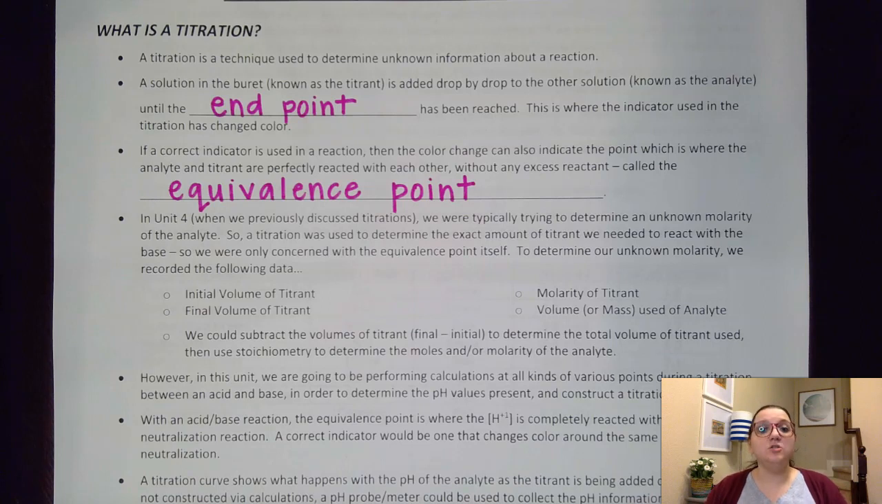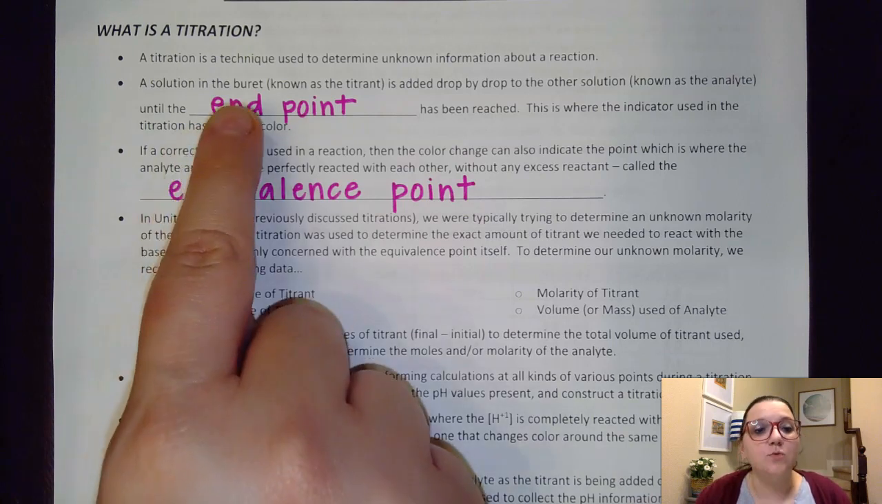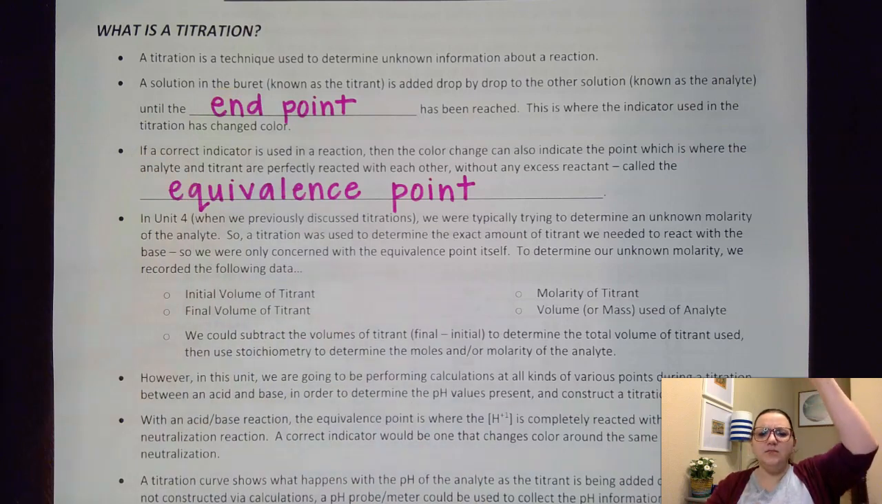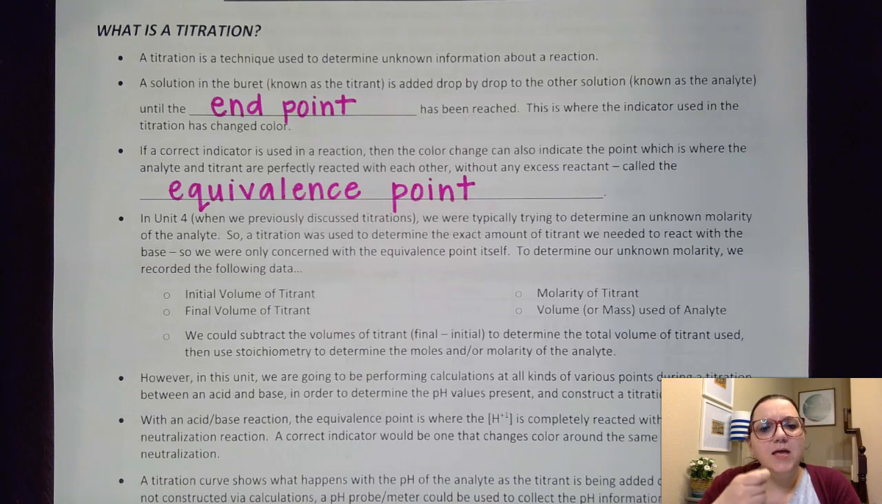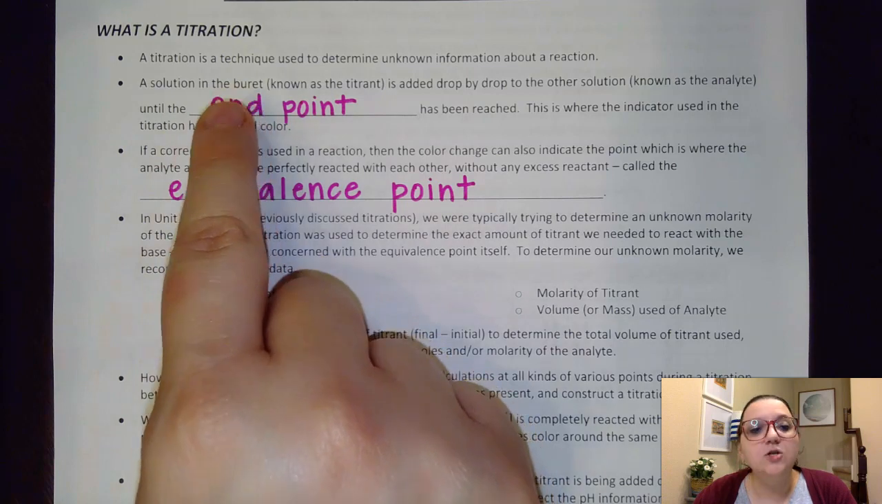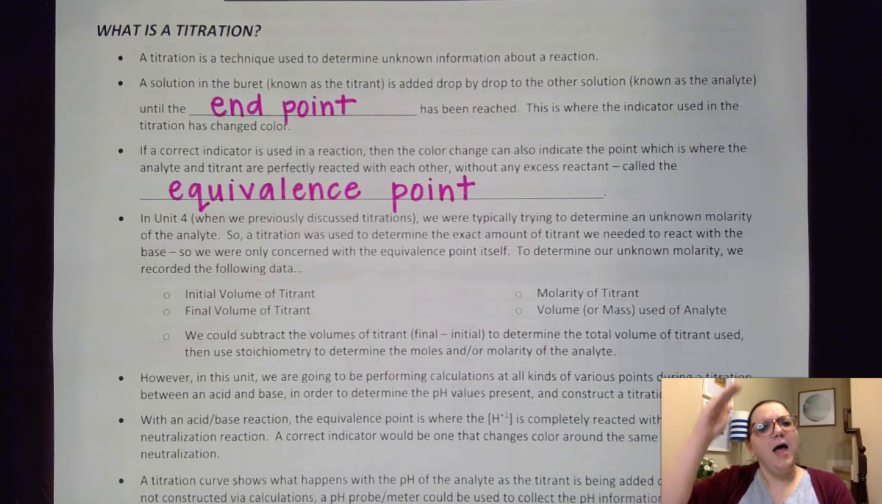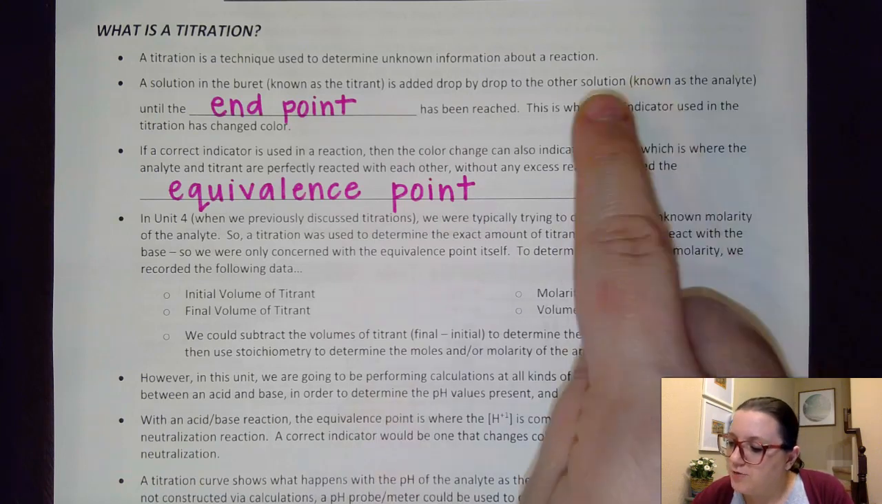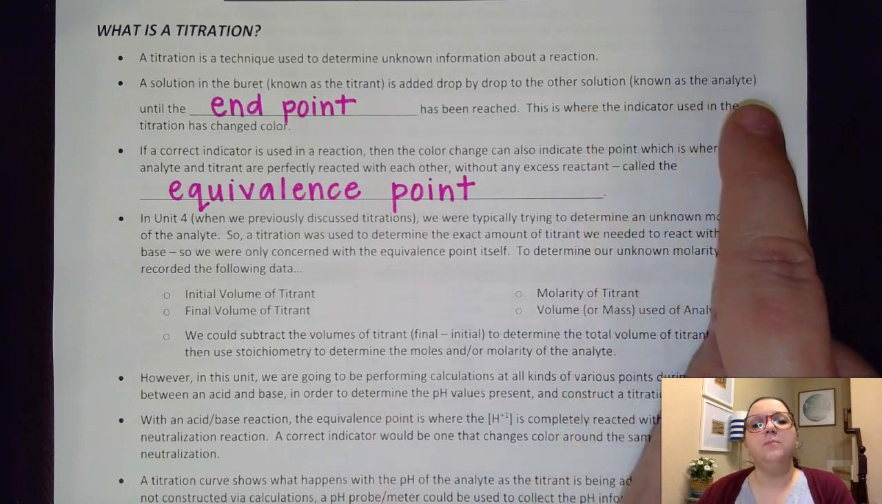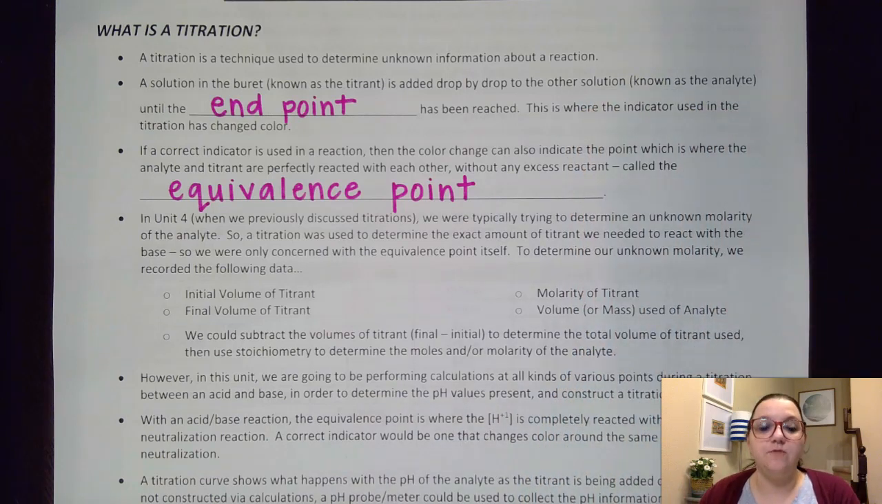And what we'll have is a solution that is in a burette. As a reminder, a burette is a tall piece of glassware that has milliliter markings all down it. And at the bottom, it has a valve that we can turn. Whatever solution is in the burette is known as the titrant. Using the valve, we'll add that solution drop by drop to our other solution, which is typically in an Erlenmeyer flask below the burette. That other solution is known as the analyte because we're trying to analyze some sort of information about it.